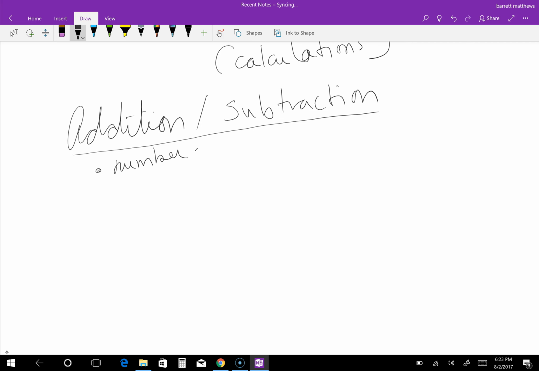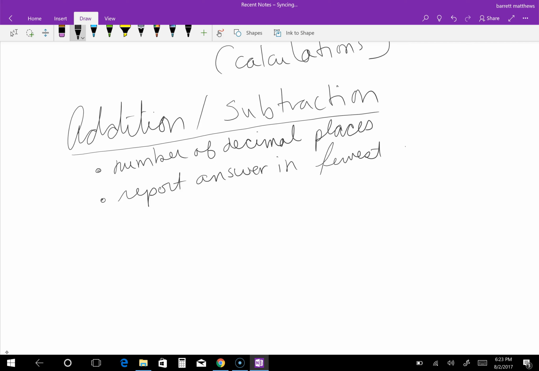The first thing we want to do when dealing with addition and subtraction is to figure out the number of decimal places that are in each number that we are adding or subtracting. Next, we will report our answer. Our answer will be reported according to the fewest number of decimal places in the numbers that we were given.